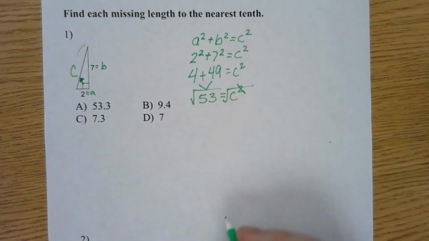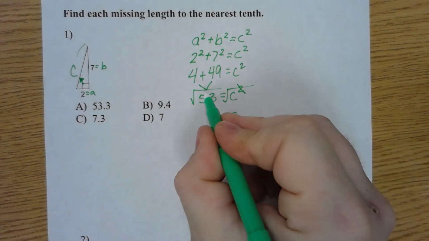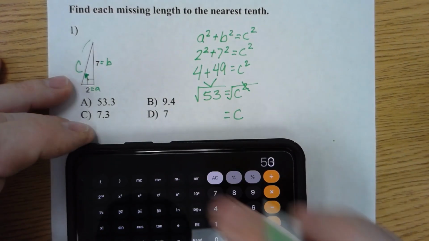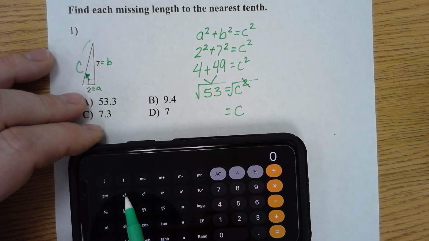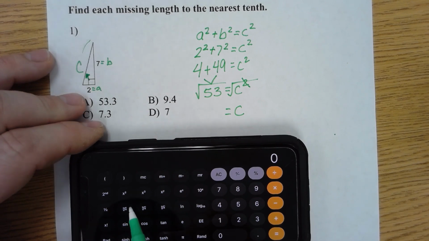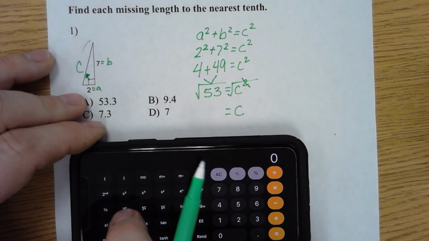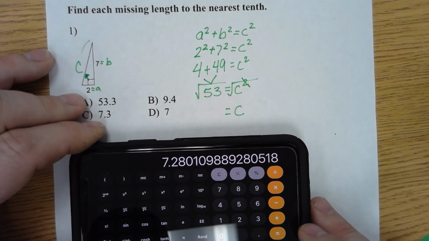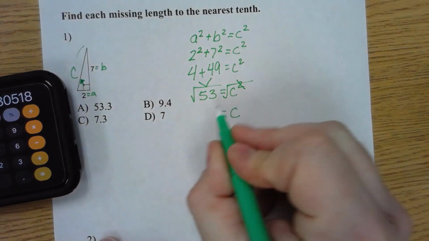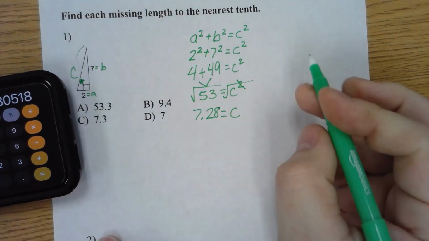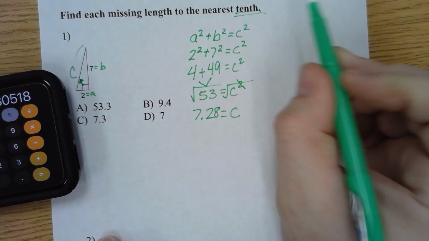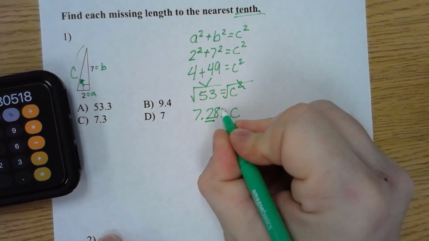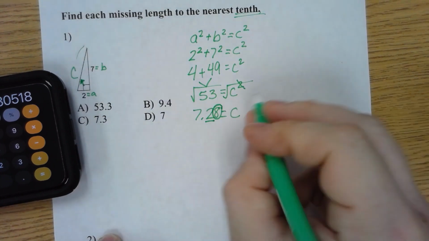If we do the square root of C squared, it becomes C, and then we need to do the square root of 53. Again, your calculator will do that for you. Right below the button we use for square is the square root. I type in square root of 53, enter, and there's our answer, 7.28. But our instructions say round to the nearest tenth. The tenth is the 2, so we look at the number next door, the 8. Is the 8 strong or weak?